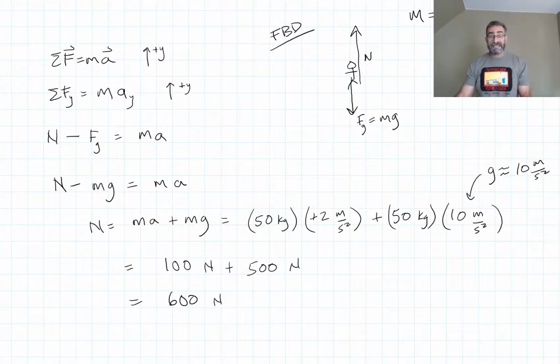What would happen if instead of the acceleration being up, the acceleration was down? So our elevator is still moving up, but now it's slowing down because we're getting close to our floor where we have to get off. So what would our normal force be in that case?